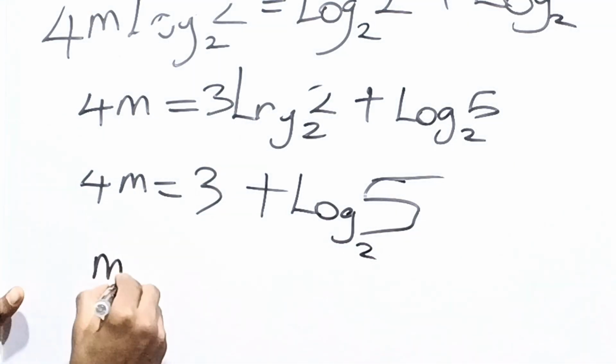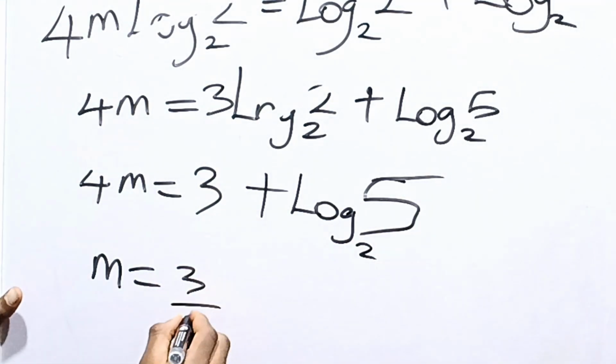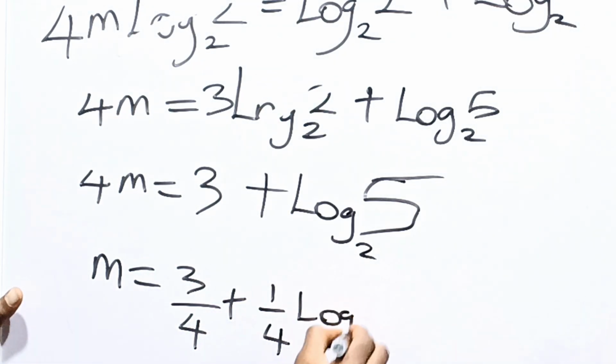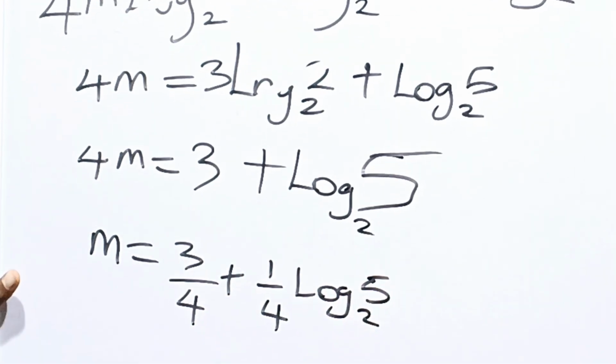Now, m here will be equal to 3 over 4 plus 1 over 4 multiplied by log of 5 to base 2.